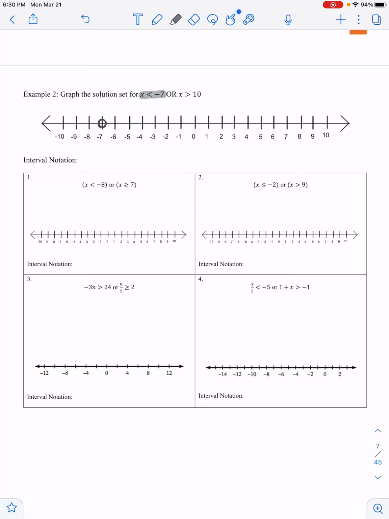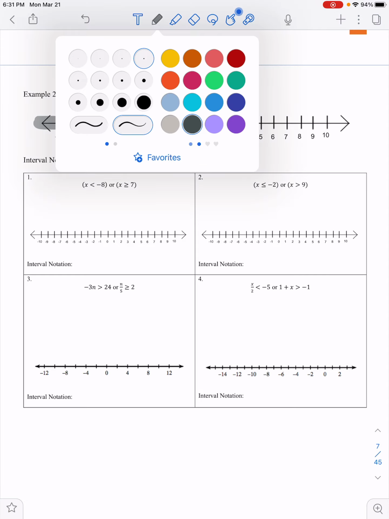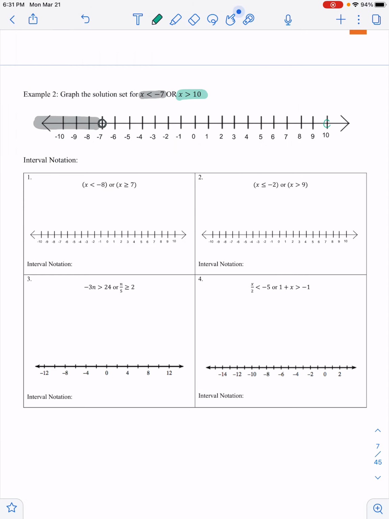Open circle. And less than that is towards -infinity, right? So that's what this one's going to look like. And then we shade this one. Or x is greater than 10. So an open circle at 10. And then we're shading this way. Right? Concept is pretty okay.